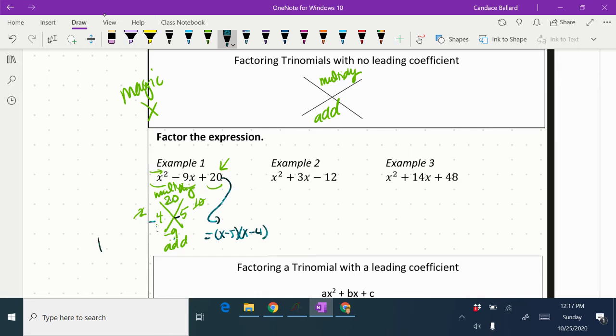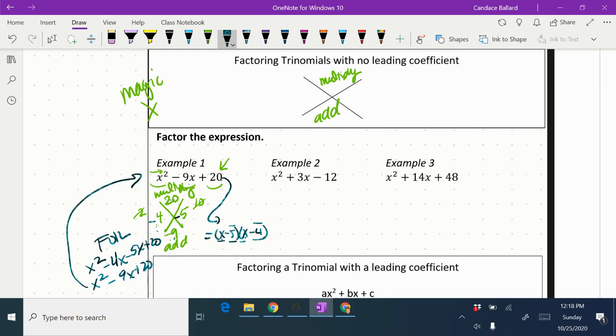If I wanted to check this, I could FOIL that out. I'm going to FOIL this one out only to prove it to you. I'm not going to FOIL any of the rest of them. So x times x would be x squared. X times negative 4 would be negative 4x. Negative 5 times x would be negative 5x. And negative 5 times negative 4 would be positive 20. So we would have x squared minus 9x plus 20, which was our original.